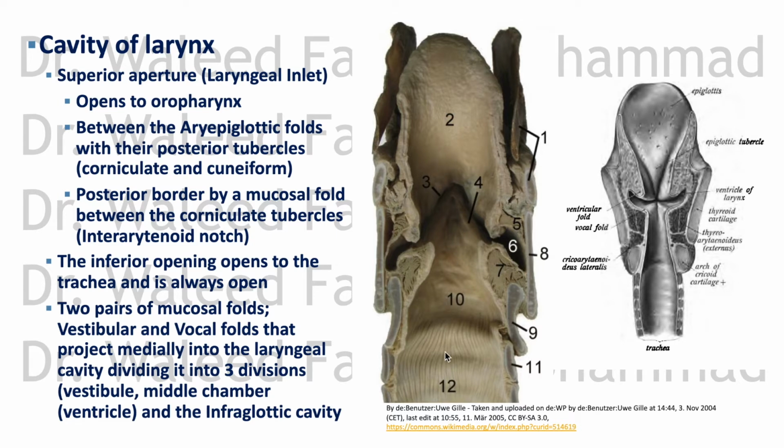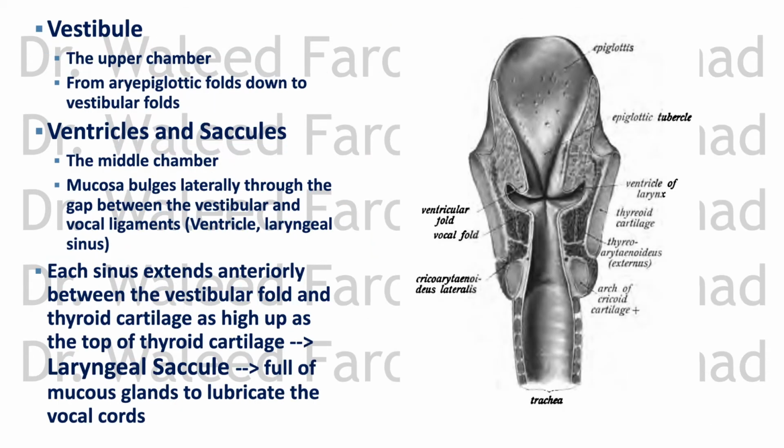Upper, middle, lower. The upper chamber is called the vestibule of the larynx. While the middle chamber, on each side, is called the laryngeal sinus. And both of them together form the ventricle of the larynx. While the lower chamber below the true vocal cord is called the infraglottic cavity, or the lower chamber of the laryngeal cavity. Okay, so we have a vestibule, we have a sinus, and both of them form the ventricle of the larynx, and we have an infraglottic cavity. Okay, this is the cavity and how it's organized.